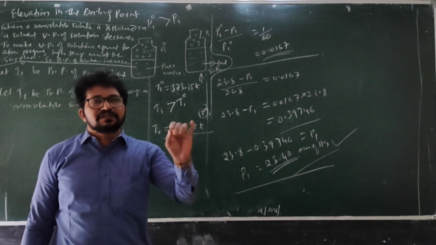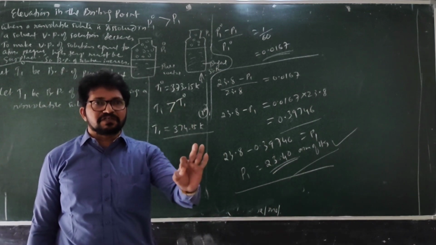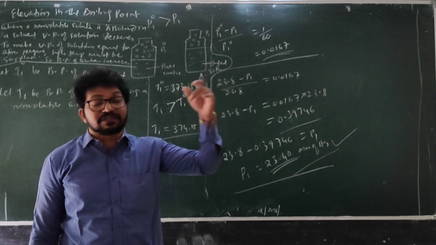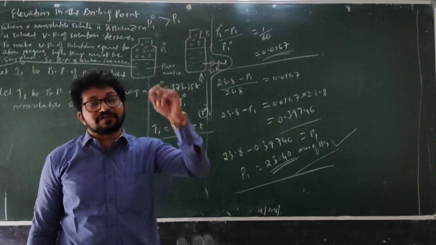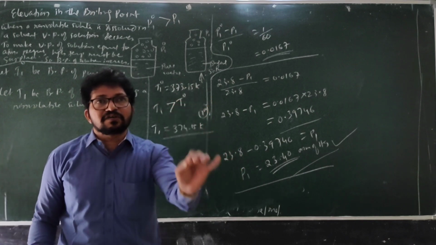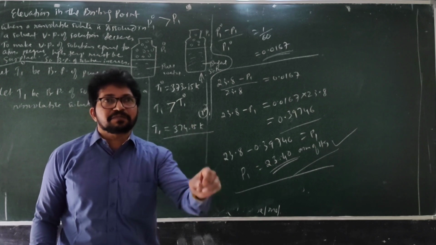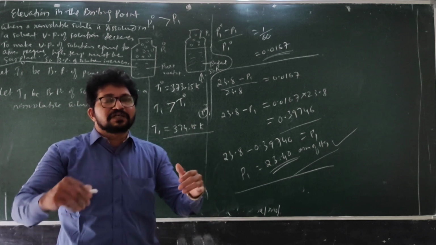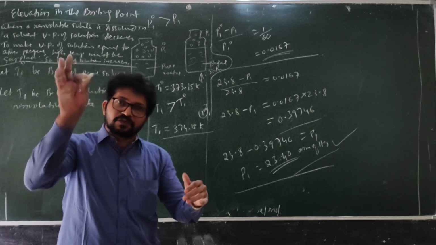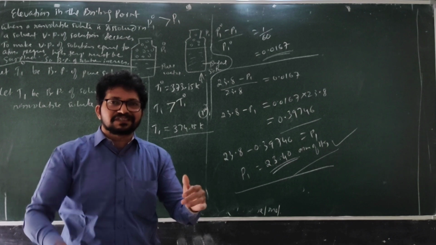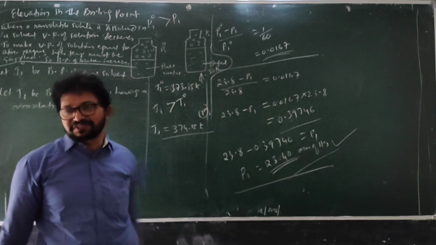Simple explanation: the vapor pressure of your solvent is more, and the vapor pressure of the solution is lesser. When a non-volatile solute is added, the solution boils at a higher temperature.